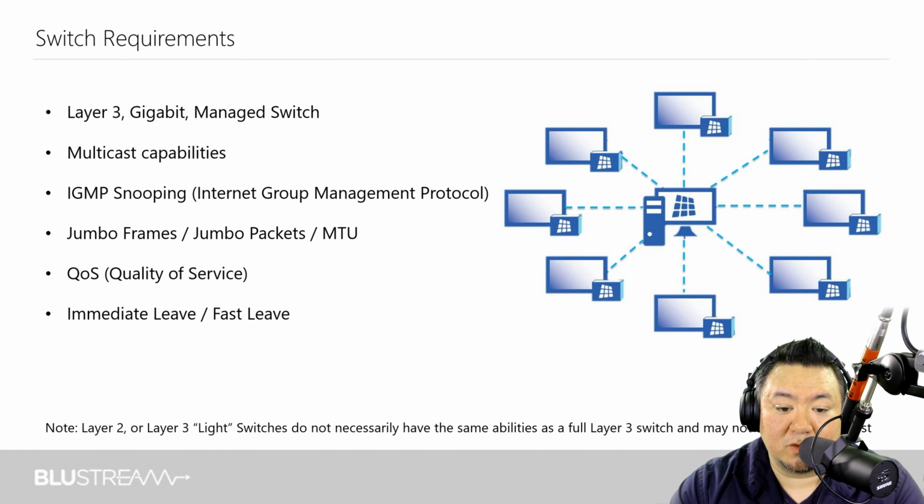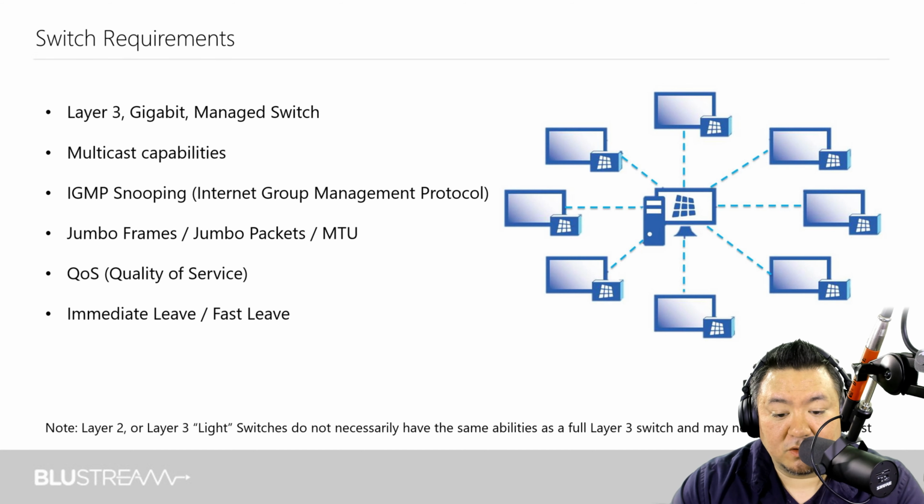I had mentioned switch requirements. Well, here they are. So what we'll need for a switch on this system, or for multicast to work, is a Layer 3 switch or Layer 2 switch with multicast capabilities. This means that it'll need to have IGMP snooping, which is the process of the switch listening into the network traffic between the hosts and the routers.